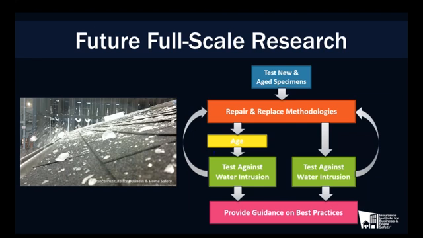And kind of where that leads us is to the full-scale research, testing new and aged specimens in our big, large-scale test chamber. This gives us the ability to simulate a hail event on a roof system or a complete structure. We can look at repair and replace methodologies to mitigate the damage. We look at age effects. We can see if water enters the structure after a hail event or if it's aged for some time. So it gives us the ability to look at all these different factors for a building system as a whole. And then we can provide a degree of guidance on the best practices.